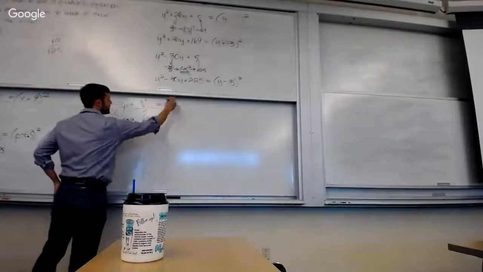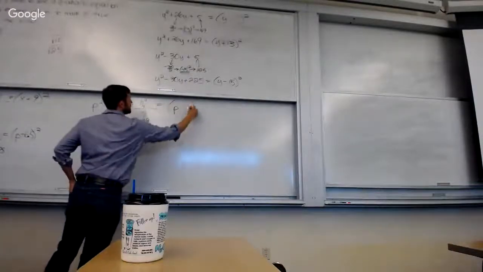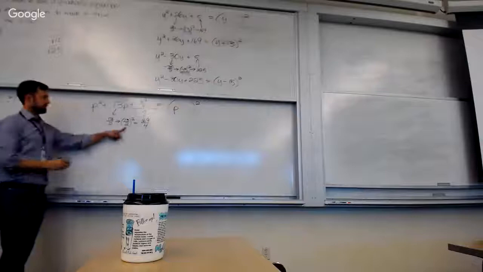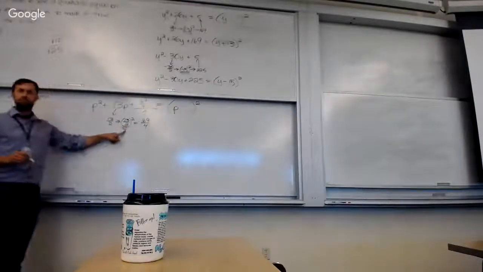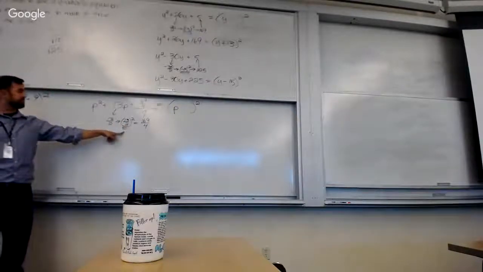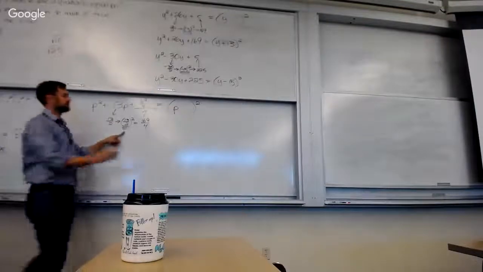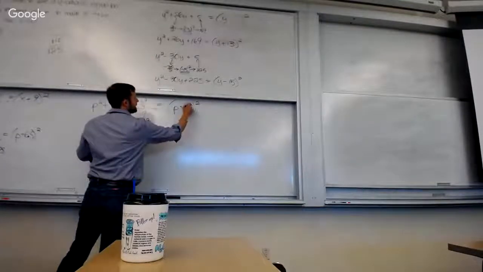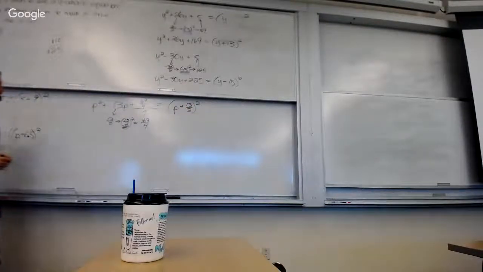And if it were, how could I factor it? It would be p plus 13 halves. I realize that's very subtle. Over here we did it with decimals. Over there we did it with fractions. We're going to want to use fractions for the rest of this chapter.